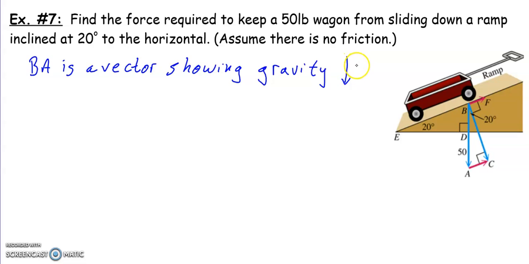And because that wagon weighs 50 pounds, we are going straight down. We're not going down the ramp. We're going perpendicular right below us, 50 pounds straight down. Well, BC. Notice BC is not quite perpendicular with the horizontal anymore. It's perpendicular with the ramp. BC, I'm talking about this guy right here.